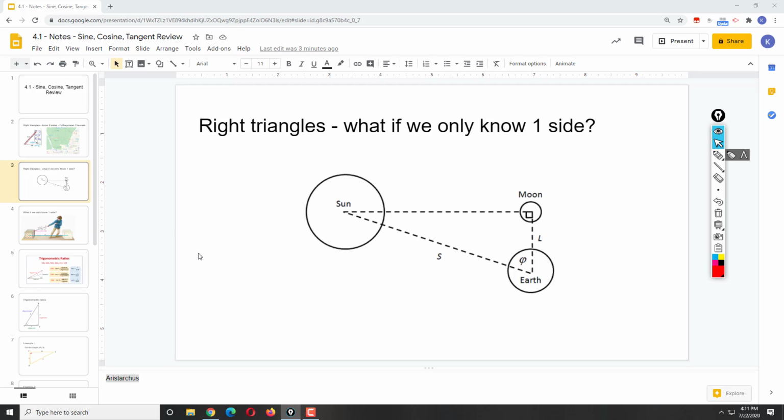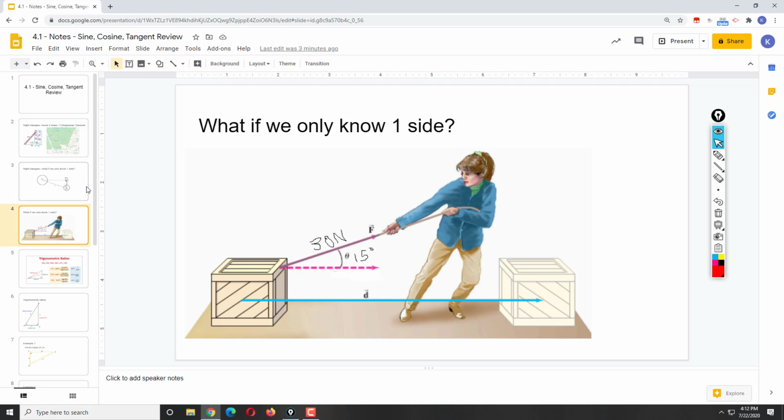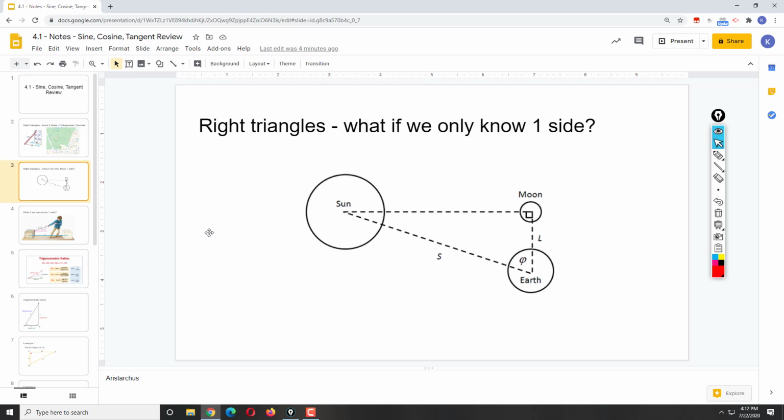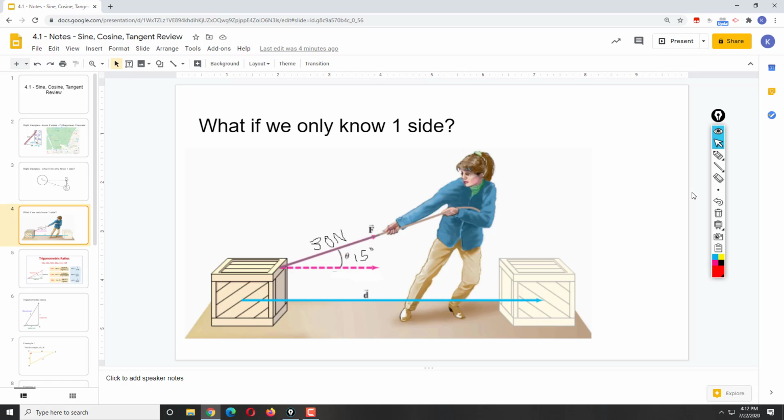Here's a problem closer to Earth. This woman in this picture is pulling a box. She's pulling the box to the right. The thing is, in real life, we're not pulling exactly to the right. She's not kneeling down. She's much taller than the box, so she's not pulling directly to the right. She is pulling with a force of 30 newtons, but she's pulling with a force that's 15 degrees up from the ground. So she's pulling mostly to the right, but 15 degrees up from the ground.